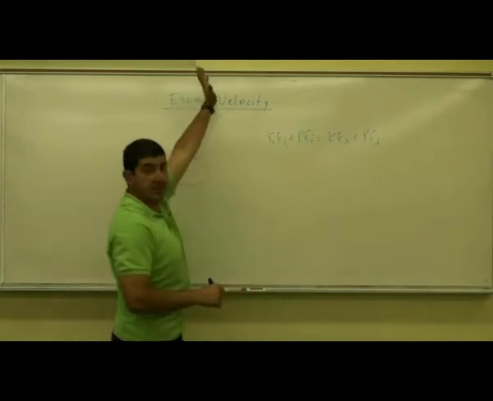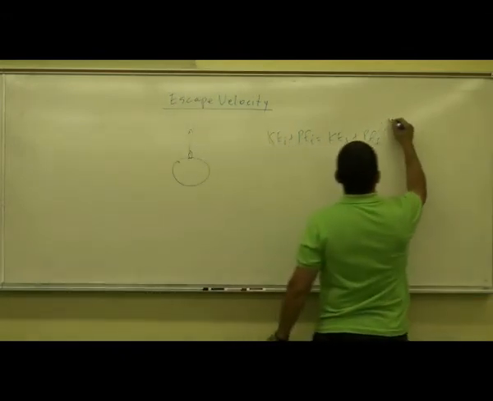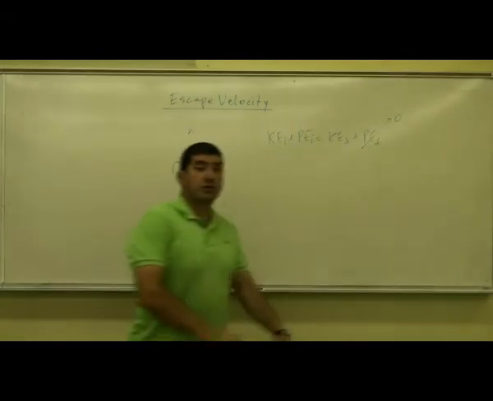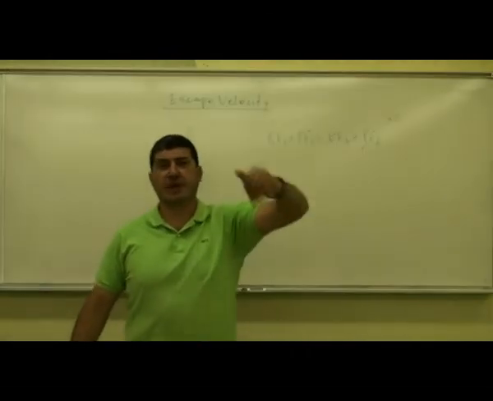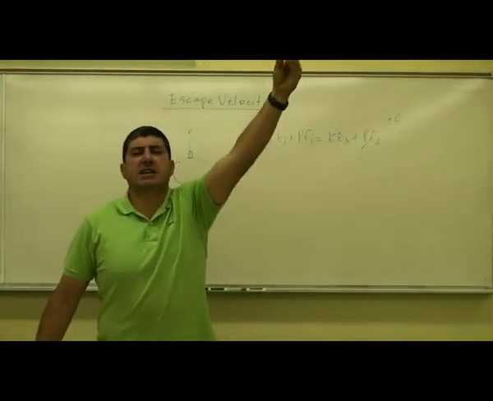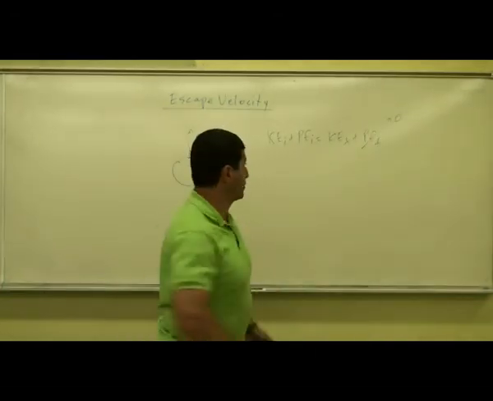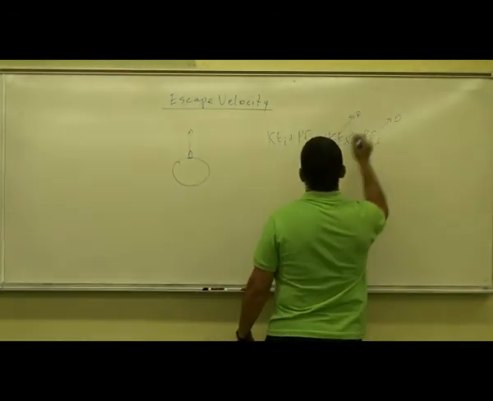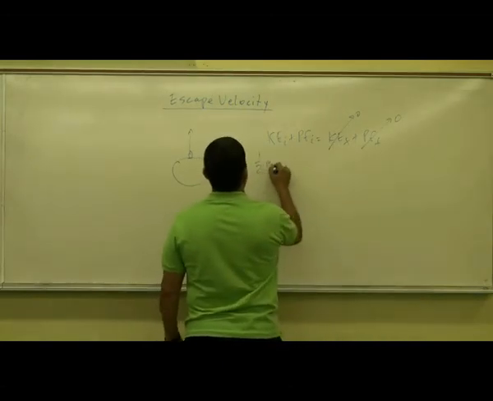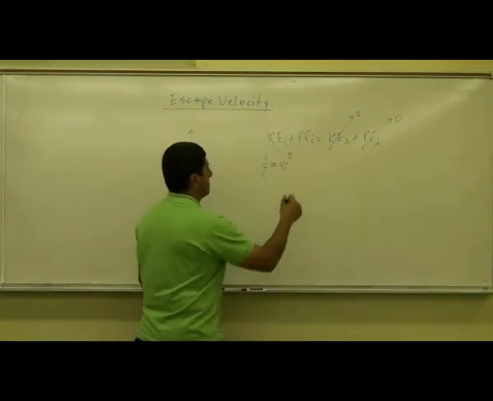When it goes out to infinity, the potential energy final is 0. And we're going to assume that the final kinetic energy, by the time that it escapes, is almost nothing, so it's barely escaped. So the final kinetic energy is also 0. So we have half m v initial squared.